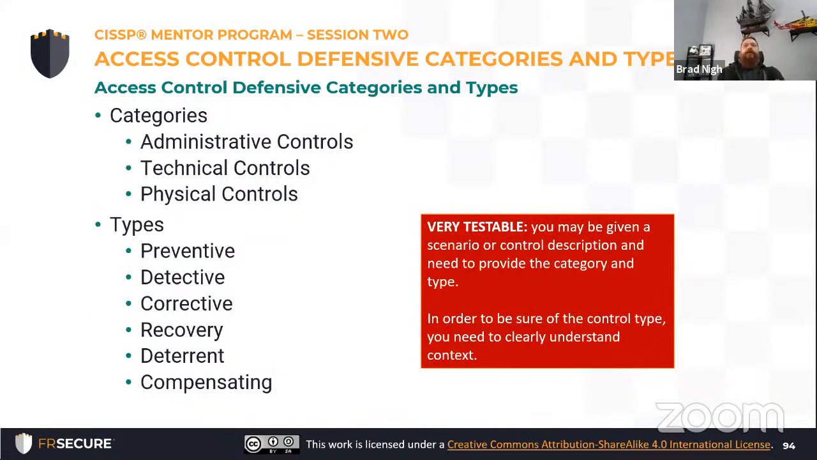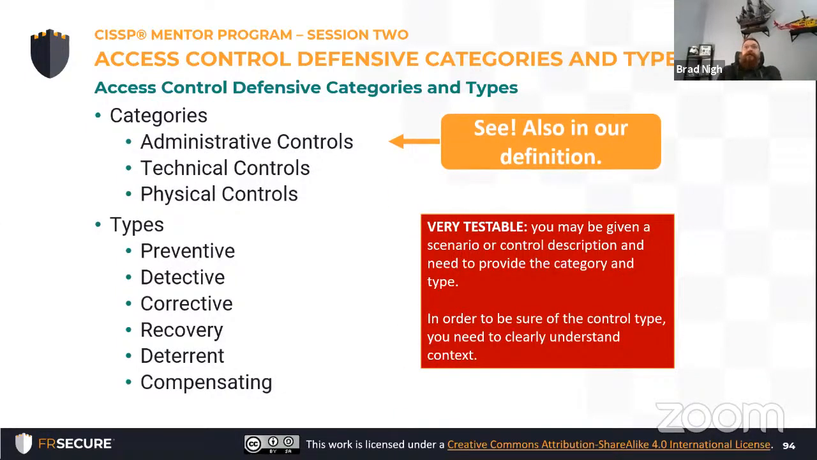All right. Again, very, very testable. You need to know this. What that says is dead on. So you need to know the difference between administrative, technical, and physical controls. And as you see there, oops, I didn't click forward. Hey, that was in our definition, right? Hey, administrative, physical, and technical.